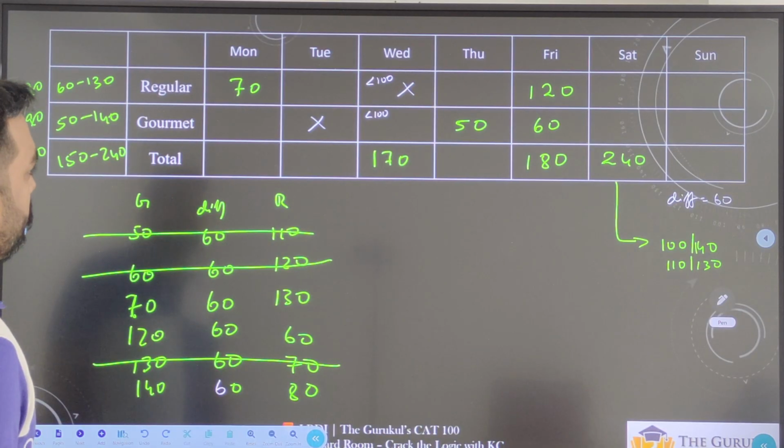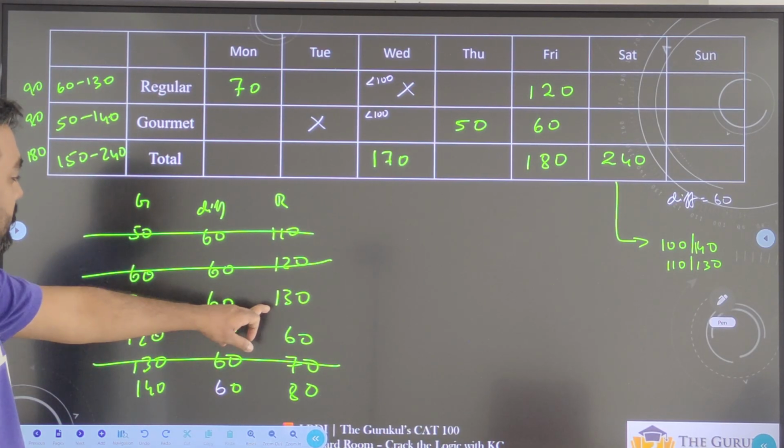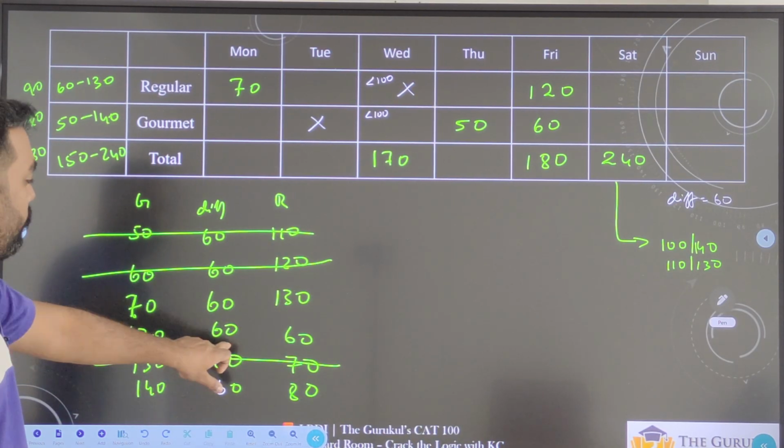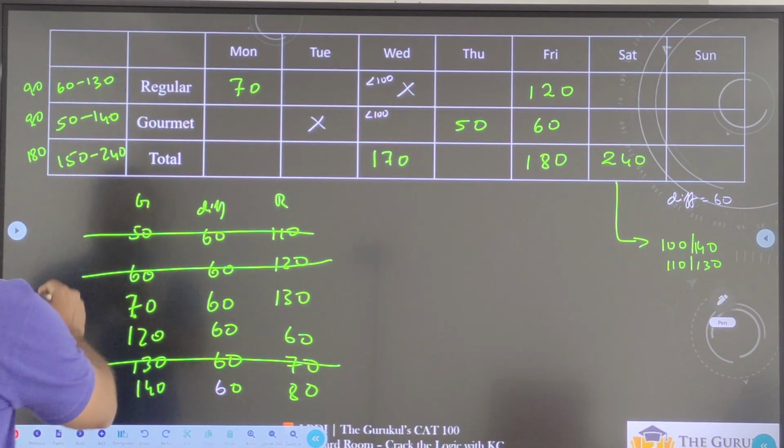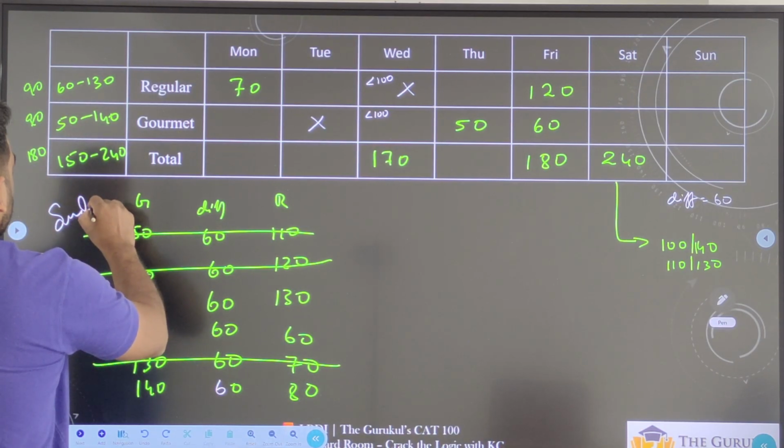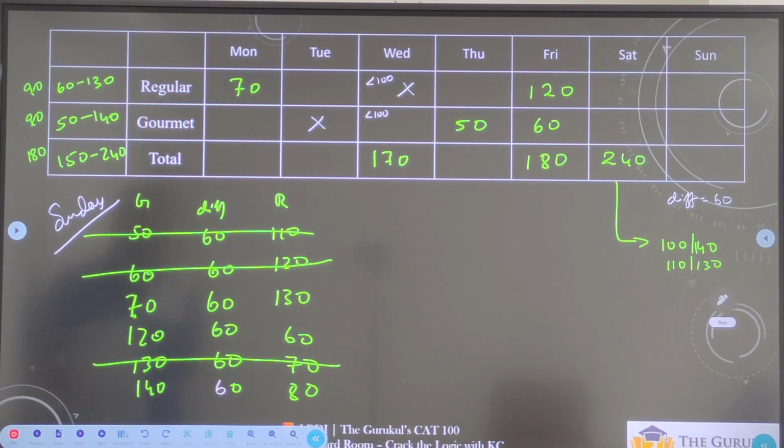So what can be the other two things we are having? Either it can be 70 and 60, which is 130, or 120 and 60, which is 180. These are the different cases, three different cases. Clear? This whole thing is happening for Sunday. Sunday regular and gourmet cases, these are the cases which we are writing.